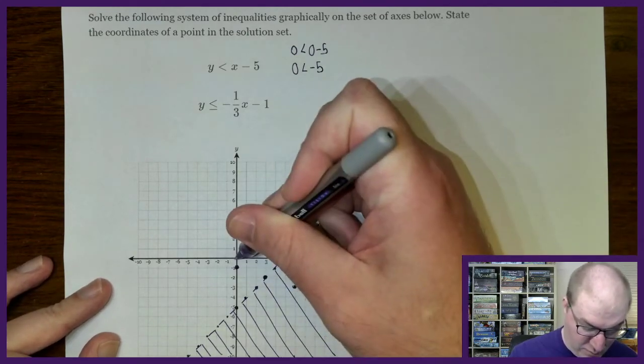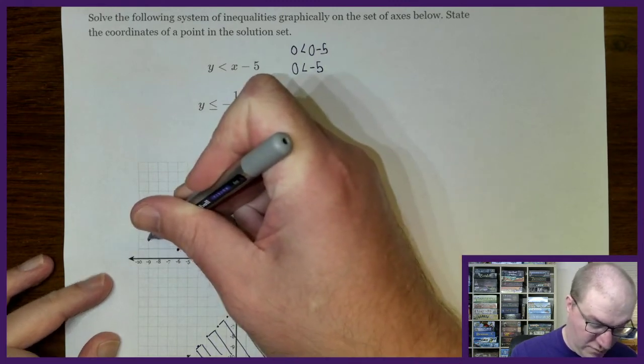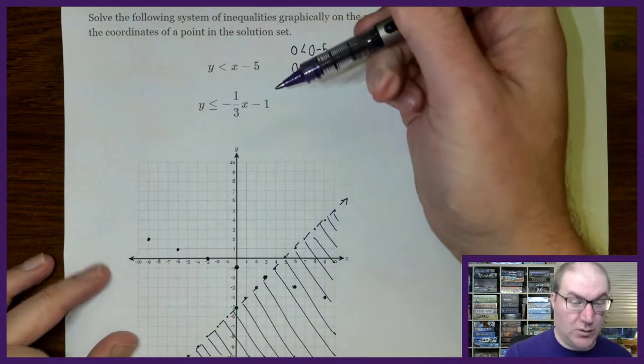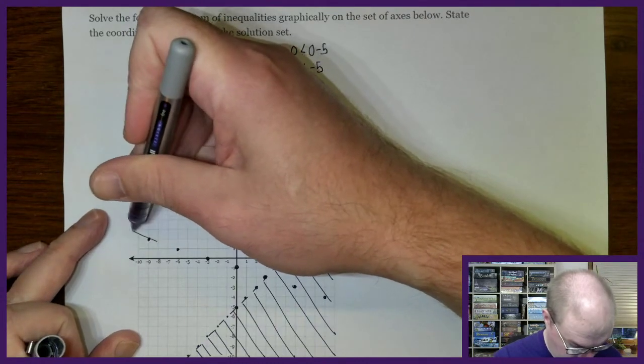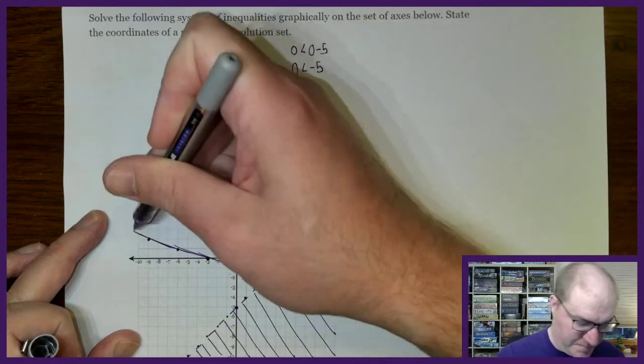Let's go the other way. Up 1 over 3, up 1 over 3, up 1 over 3. Now this one's less than or equal to, so this one needs to be a solid line. A completely solid line. There we go.